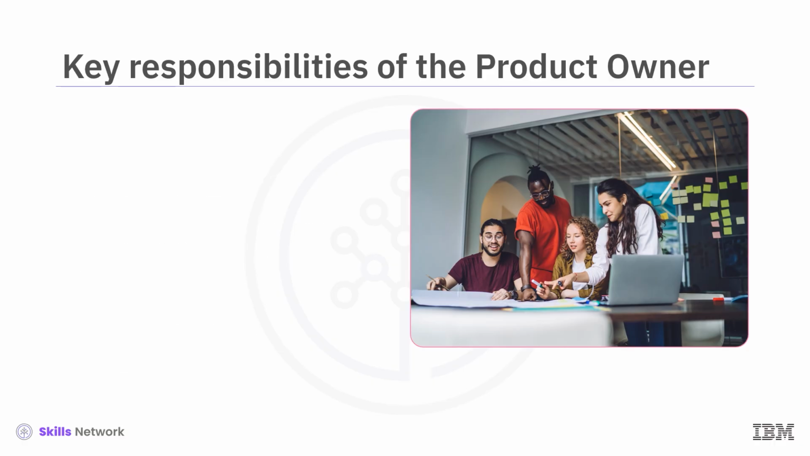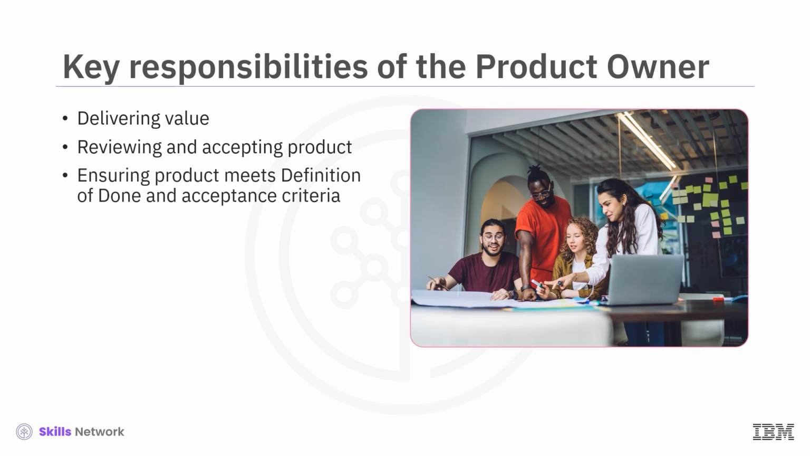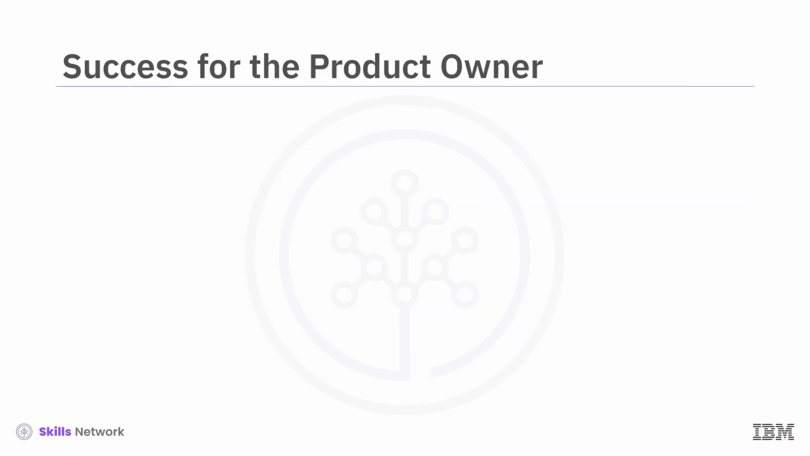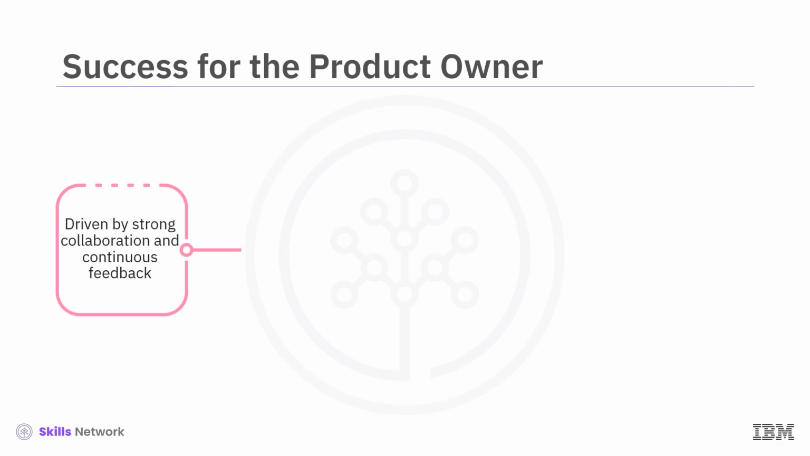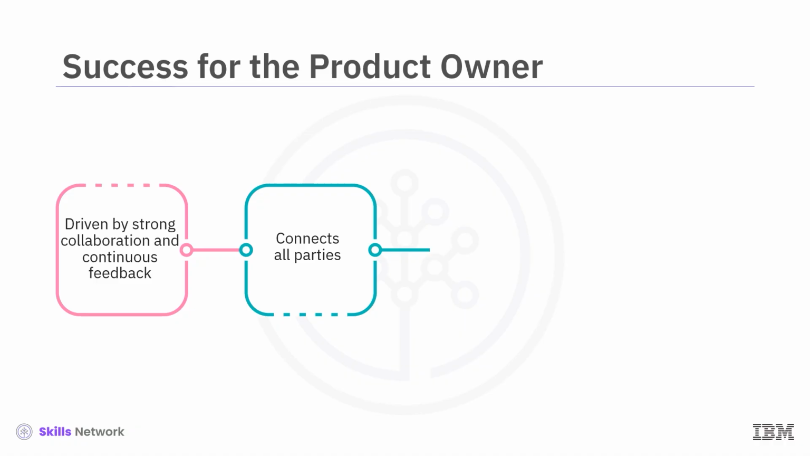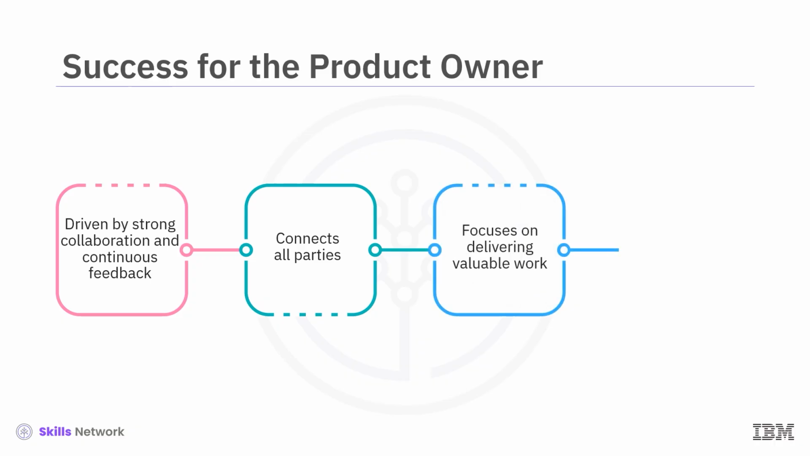Another key responsibility is delivering value. The product owner works to review and accept the increments and final product with all involved parties, ensuring the delivered product meets the definition of done and the acceptance criteria. Strong collaboration and continuous feedback drive the success of the Scrum team and the Agile project. The product owner connects all parties, while the Scrum Master supports the team and ensures Agile principles are followed. Together, they help the team focus on delivering the most valuable work.